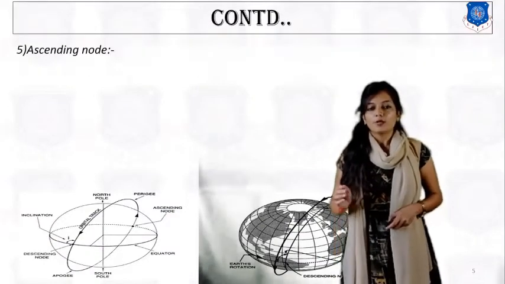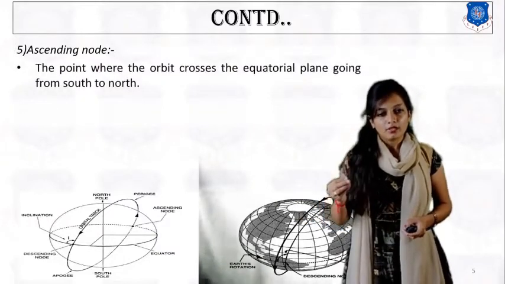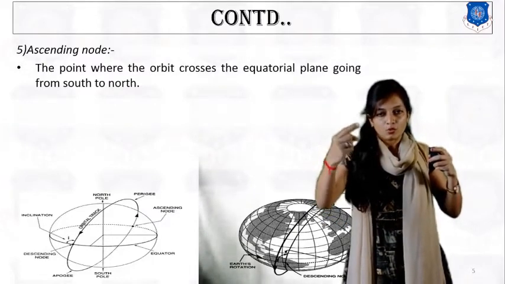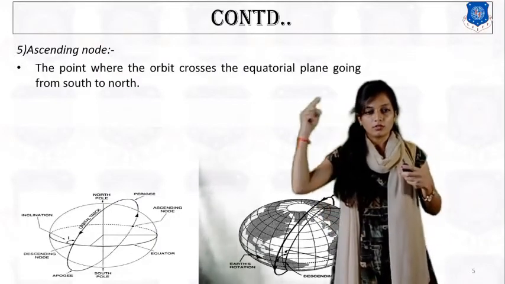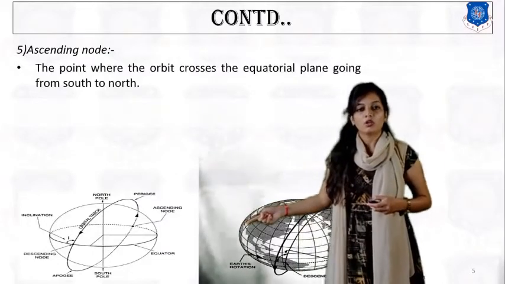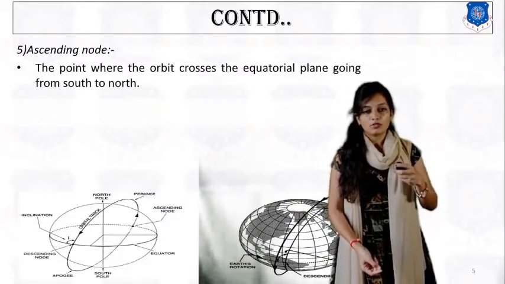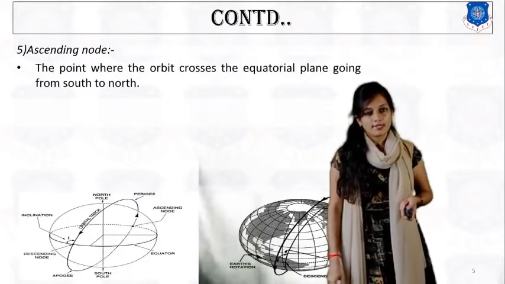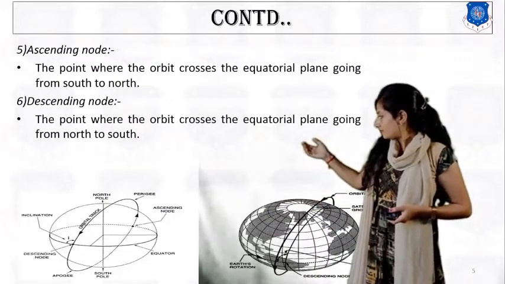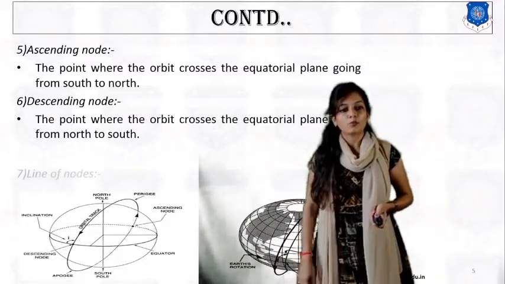Fifth one, what is ascending node? Ascending node means the point where the orbit crosses the equatorial plane going from south to north. This one, ascending node. So the point which crosses the equatorial plane from south, this is the south pole, to north is called ascending, and the reverse is called descending. The point where the orbit crosses the equatorial plane from north to south.